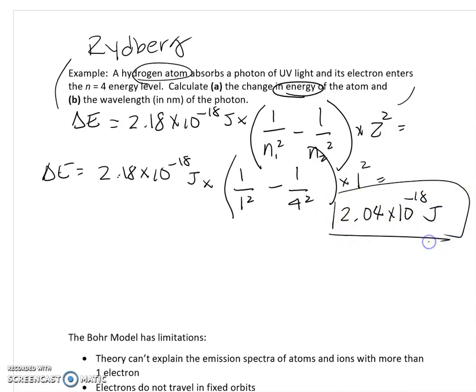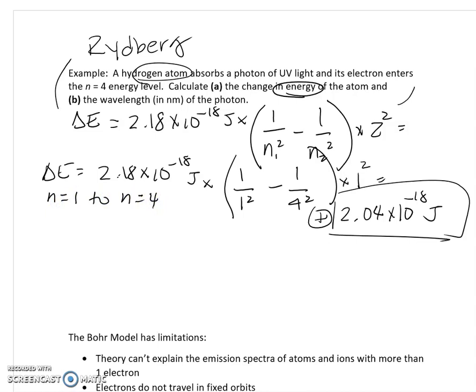Now, because it's positive, it's a positive change in energy. We know that this must have been the energy that's absorbed to go from n equals 1 to n equals 4. Okay, hopefully that makes sense.